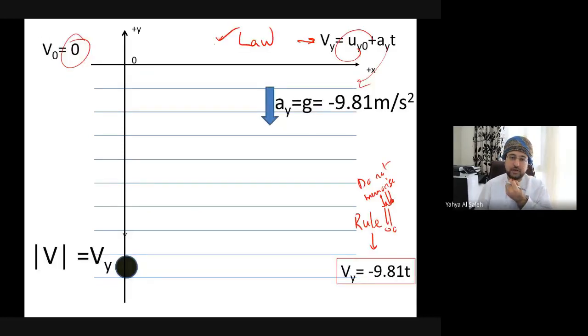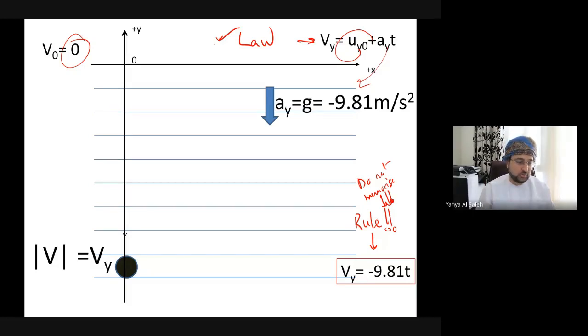Some students sometimes ask me, why did you decide minus 9.81? Why not just 9.81 without the minus? The answer is because I chose so. I'm not being snide or snarky about this. This is literally the reason.